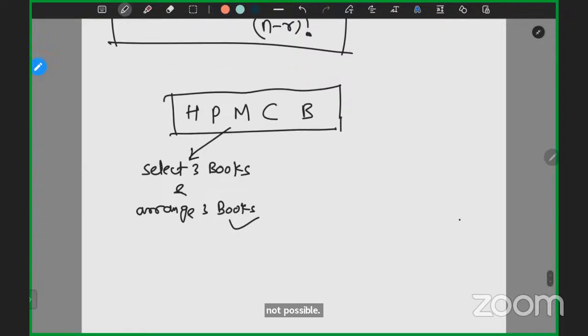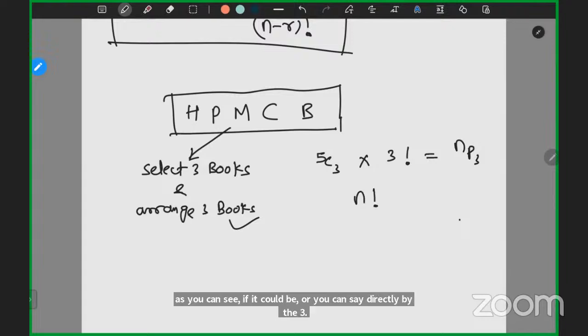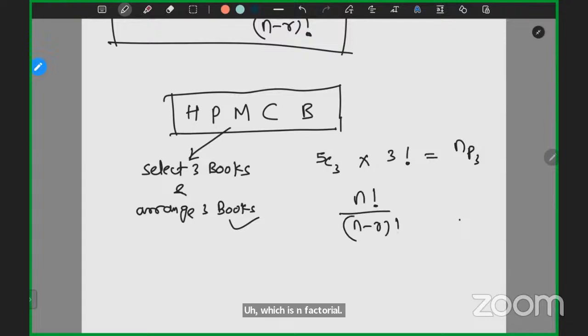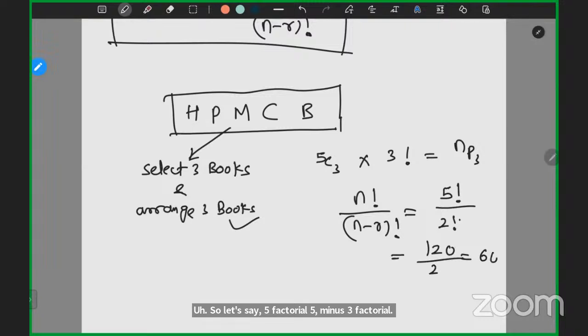Select and arrange. So now, to select three books is 5C3, and I'll arrange them in three factorial ways. Or you can say directly 5P3, which is n factorial divided by (n minus r) factorial. So this is 5 factorial over (5 minus 3) factorial, which is 2 factorial. 5 factorial we did earlier is 120, and this is 2. So this is 60 ways you can select and arrange.